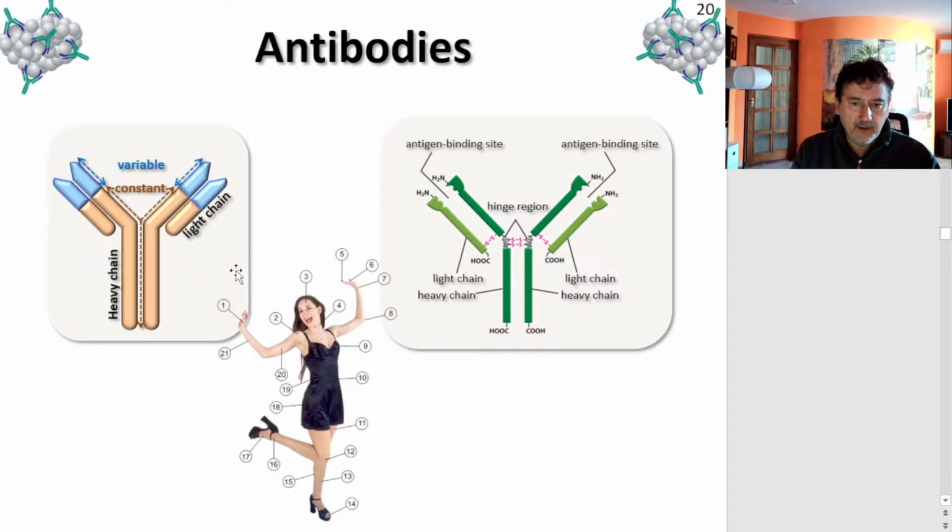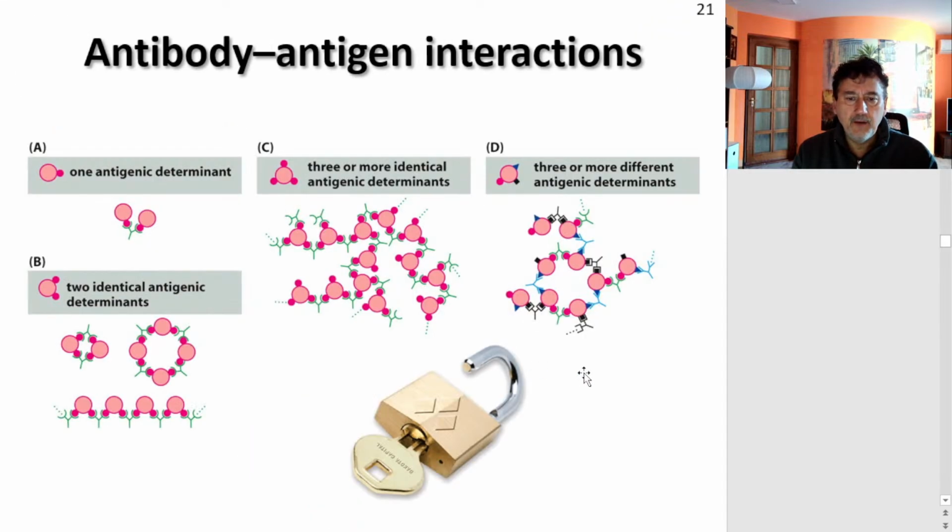Both the light and the heavy chains contain a variable region and a constant region, and the heavy and the light chains differ in the length of the constant regions. They have the same size of the variable region. The variable regions are important for the recognition of the antigens. Okay, here we can see how the antibody and antigens interact with each other.